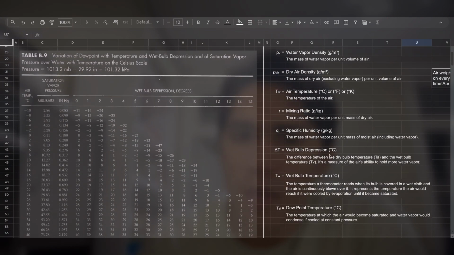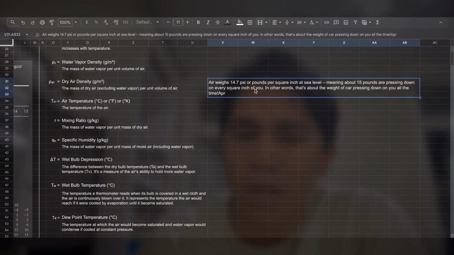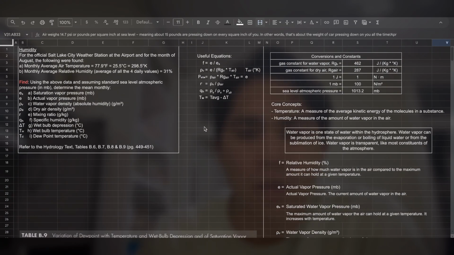I have also this interesting fact you can read on your own if you pause the video. But throughout this video, I'm mostly going to handwrite the solutions for every single part of it.